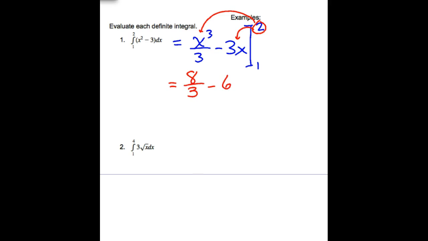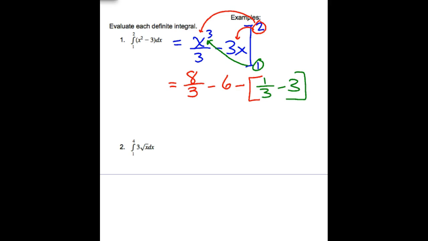There's the top one plugged in. Then do you remember what? You probably have the process down already because you guys are smart, but what next? Top in and then what? Yeah, you're going to subtract off, put brackets or parentheses or something so you don't make a sign error. Then you put the bottom in. So when you put in a 1, you're going to get a 1/3 minus 3.